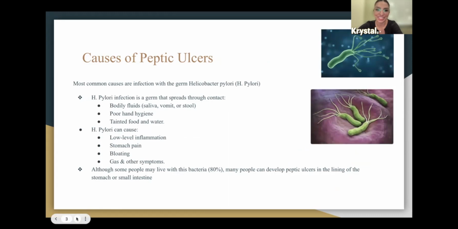Some causes of peptic ulcers. Most common causes are infection with the germ Helicobacter pylori, also known as H. pylori. H. pylori is an infection of a germ that spreads through contact. So you can interact with this germ through bodily fluids, with saliva, vomit, or stool, poor hand hygiene, tainted food or water. H. pylori can cause low-level inflammation, stomach pain, bloating, gas, and other symptoms. Although some people may live with this bacteria, 80% of the population does, many people can develop peptic ulcers in the lining of the stomach or the small intestine.